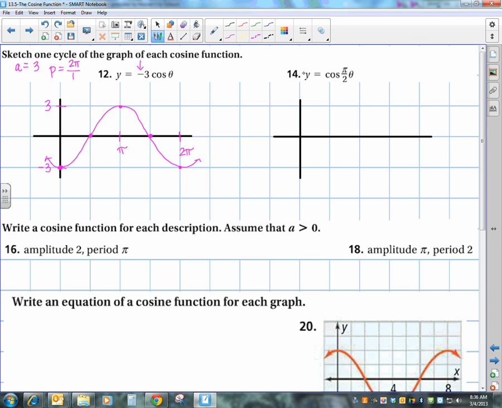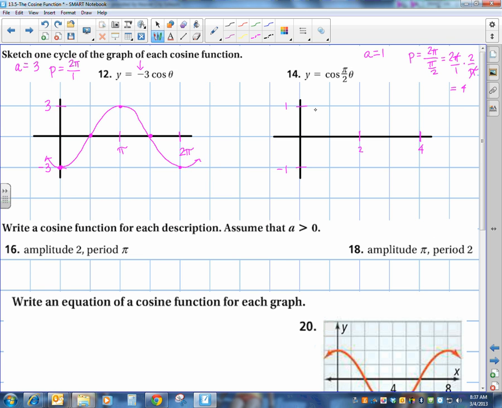Okay, the next one, y equals cosine of pi over 2. My a is 1, so I'm going to go between 1 and negative 1. My period is 2 pi over pi over 2. So just to refresh your memory, we're dividing fractions. So that is 2 pi over 1 times 2 over pi. My pi's cancel, leaving me with a period of 4. No problem. 1, 2, 3, 4. Halfway between is 2.